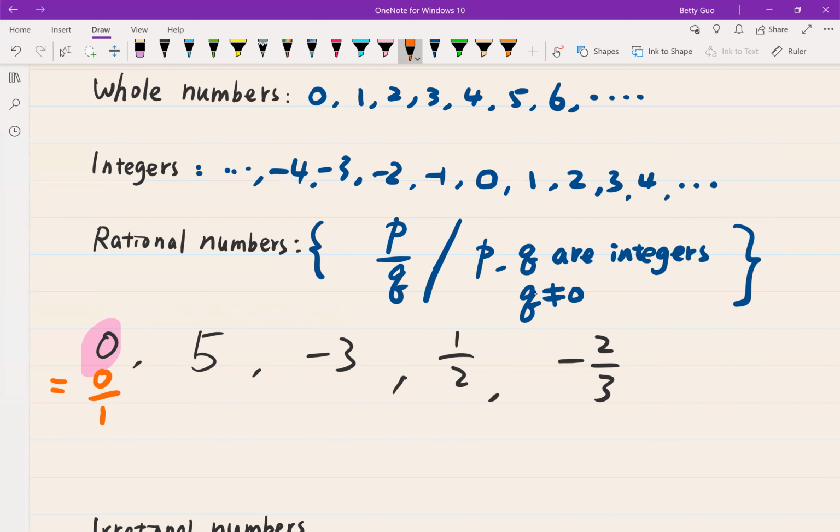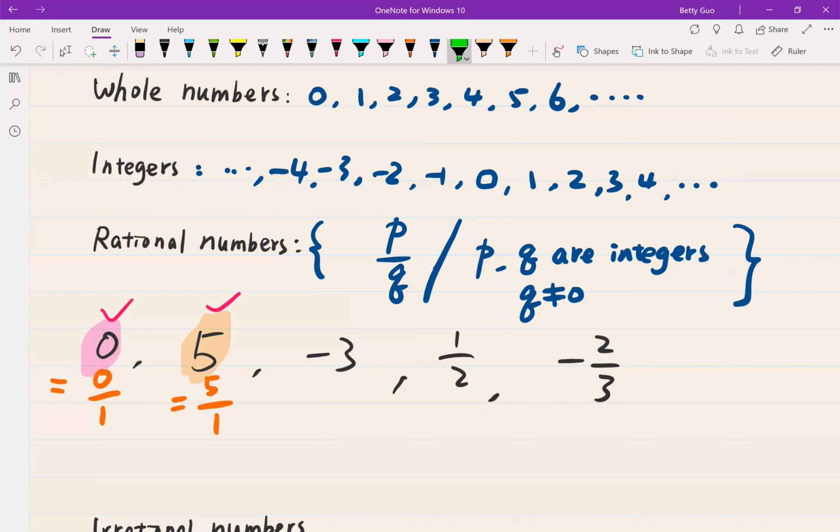What about 5? We know 5 is a natural number. 5 is a whole number. 5 is an integer. But is 5 a rational number? By the definition, if we can write 5 as a quotient of two integers, then it is a rational. And we actually could do that. We can write 5 as 5 over 1, right? Then 5 is a rational number. So yes, 0 is a rational number, 5 is a rational number.